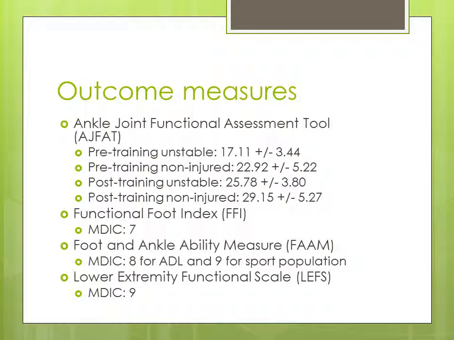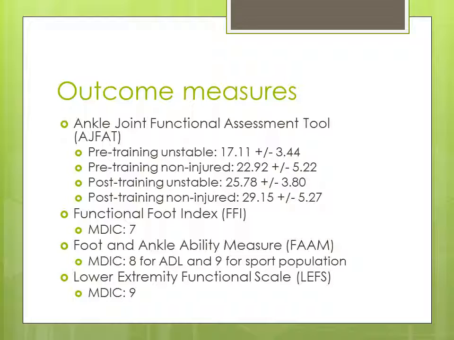Some examples of outcome measures for the foot and ankle include the Ankle Joint Functional Assessment Tool, the Functional Foot Index, the Foot and Ankle Ability Measure, and the Lower Extremity Functional Scale. The Ankle Joint Functional Assessment Tool is a patient-reported outcome measure of the ankle's functional ability. This outcome measure is out of 48 points. The MDIC could not be found. However, the scores that the patient should achieve are listed on the slide.